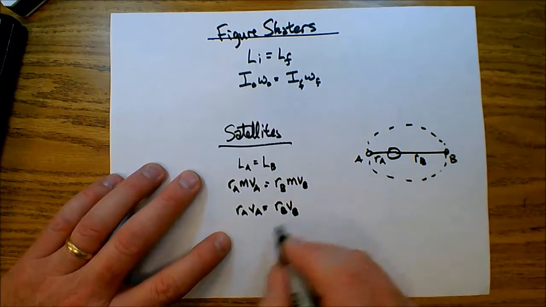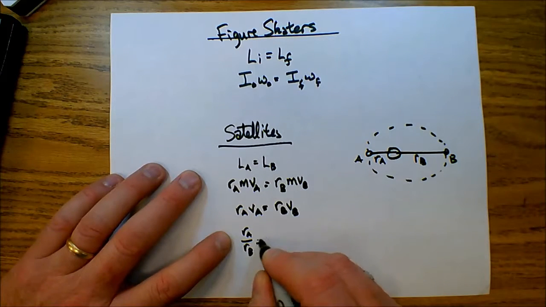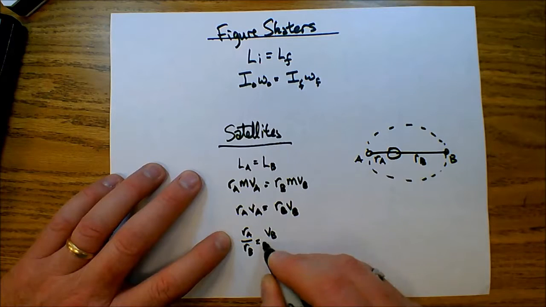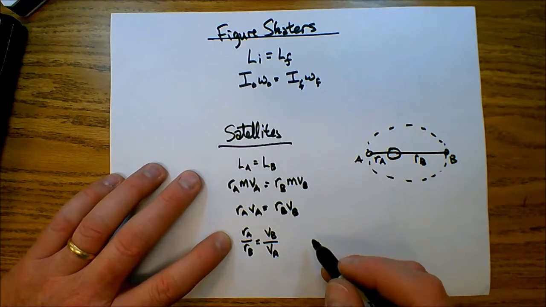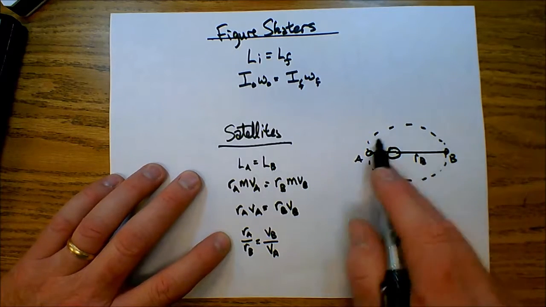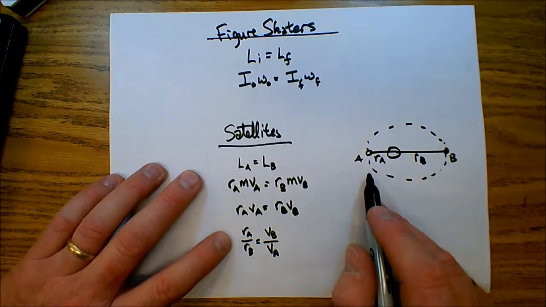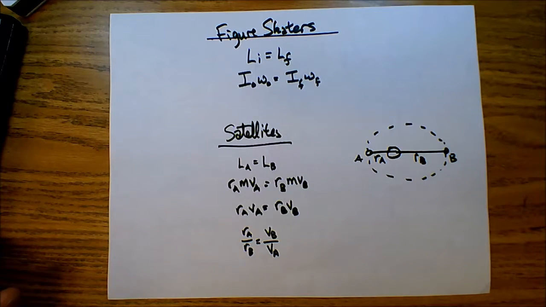So from here you can do things like get the ratio of the radii equals the ratio of the speeds and things like that, depending on what information you have and what you're looking for. But satellite problems are a good application of conservation of angular momentum, especially if the orbit is elliptical. I hope this has helped you understand a little bit better about angular momentum.